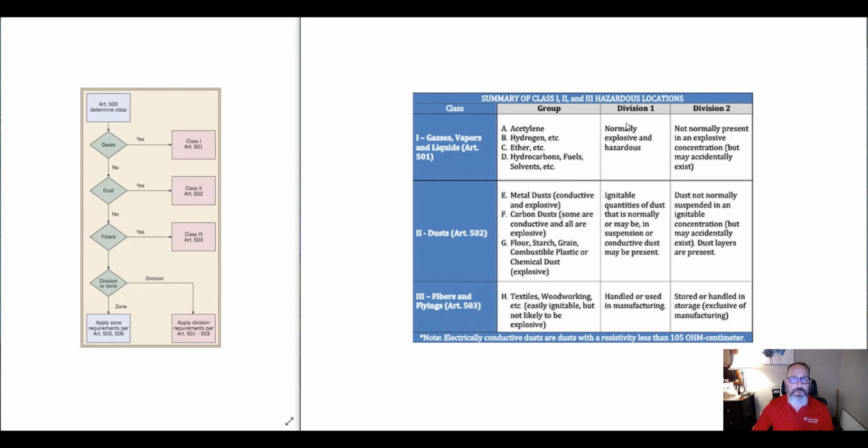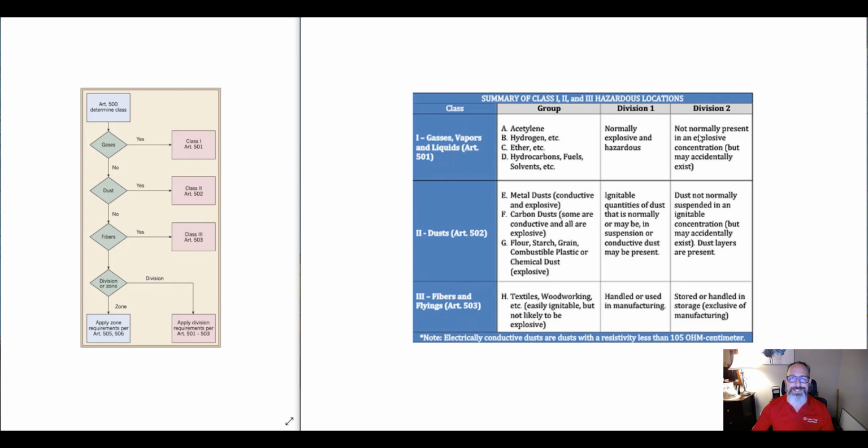Division 1, I want you to understand how this works. The easy way to remember this is all of Division 1 is your normal operating situation. In this division, you will have these gases, dusts, or fibers on a constant basis, and it is normally in that area. This is the production area. This is the supply area of the gas or the flammable liquid. So Division 1 is the normally explosive and hazardous area.